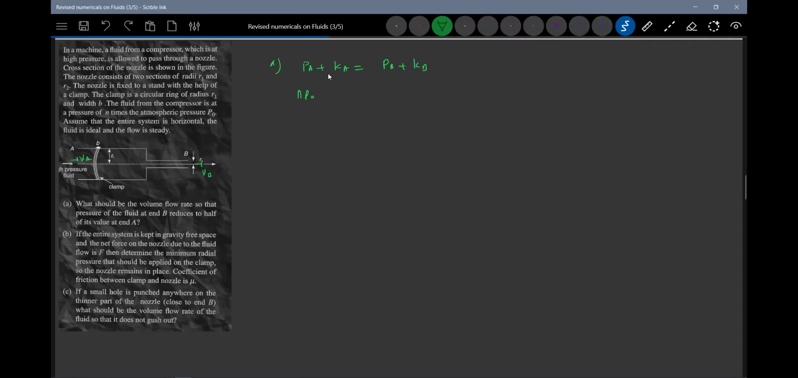What is the condition given? Okay, yes, given that value, NP naught. The kinetic energy of the liquid here will be half rho VA square. This should be equal to NP naught by 2. Let the flow rate be equal to Q. And this should be equal to pi R1 square VA.